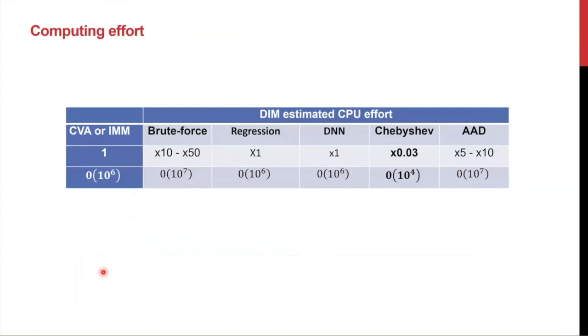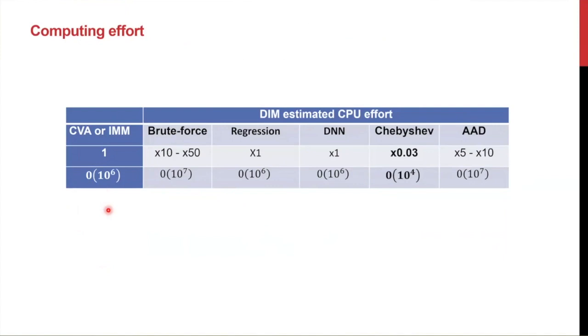And of course, I've been mentioning the computing effort of each of these techniques, but now we've put this table together to be able to compare them directly. So on the left-hand side, we've got a typical CVA calculation, right? Like we said at the beginning, we were going to consider a typical Monte Carlo simulation with 10 to the 6 nodes.